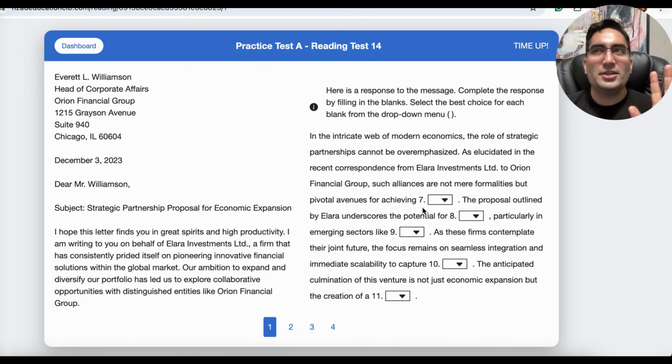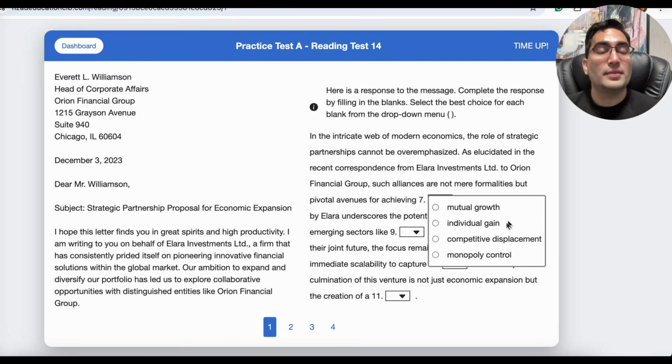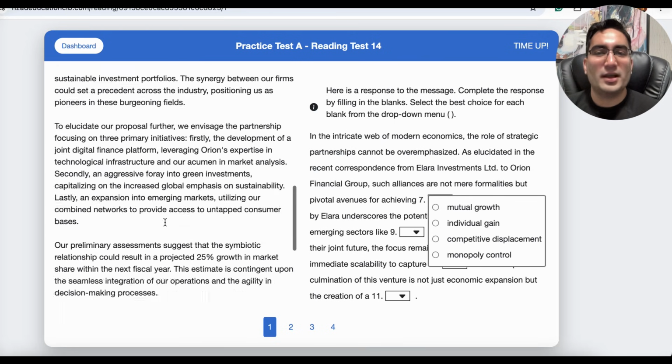Now, what does my tone tell me? My tone tells me that it's something positive because you're achieving success, achieving financial gain, achieving market share. So growth would be good. It's not individual gain because it's a partnership, and competitive displacement maybe, but we're not really talking about competition here.